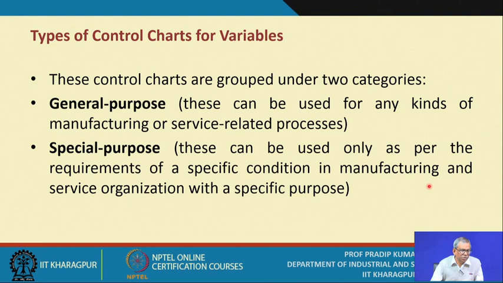So these are basically situation specific, and there are many special purpose control charts the researchers as well as the practitioners have already developed. So what are the special purpose control charts? That means these charts can be used only as per the requirements of a specific condition or the situation in manufacturing or service organization with a specific purpose.